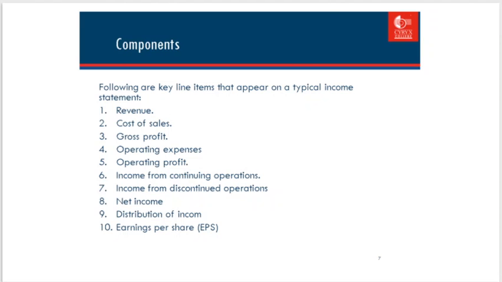Components. Following are key line items that appear on a typical income statement. First, revenue represents the amount earned by the company in exchange of goods it supplied and services it provided.